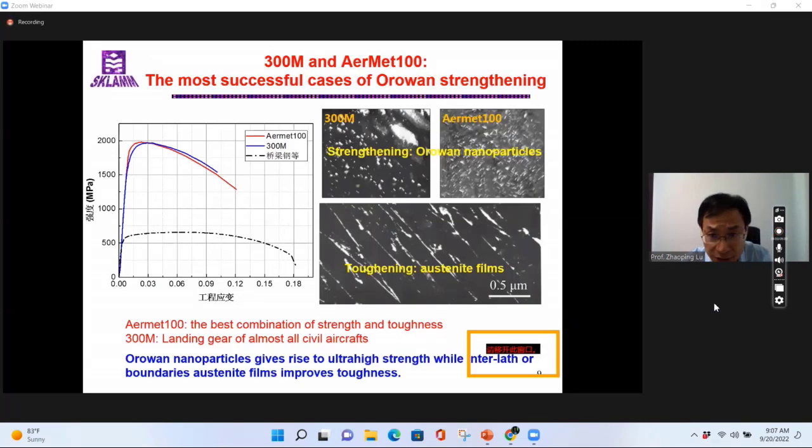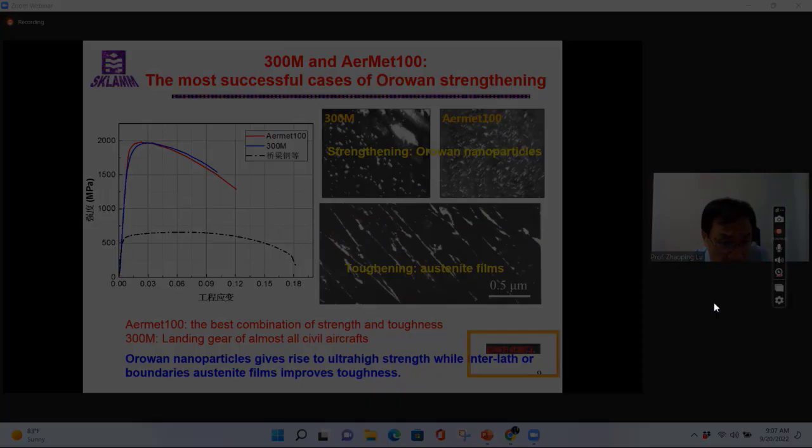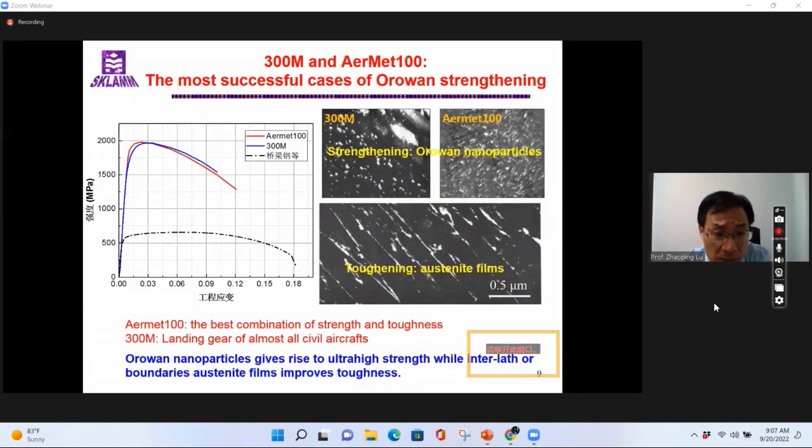The most successful cases of the Orowan looping strengthening mechanism are the invention of the 300M and AerMet100 steels. 300M is strengthened by carbides, due to its relatively cheap, low cost, and the efficient combination of strength and toughness. They are widely used for civil aircraft as landing gears. The Chinese C919 airplane is still using 300M to make these landing gears.